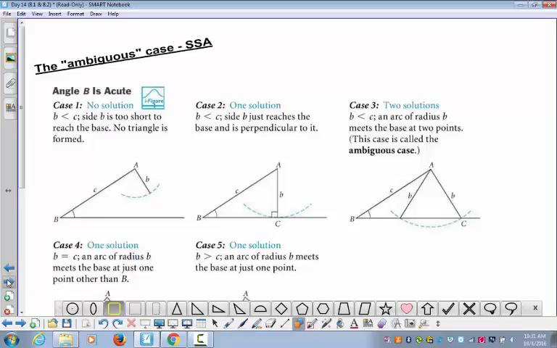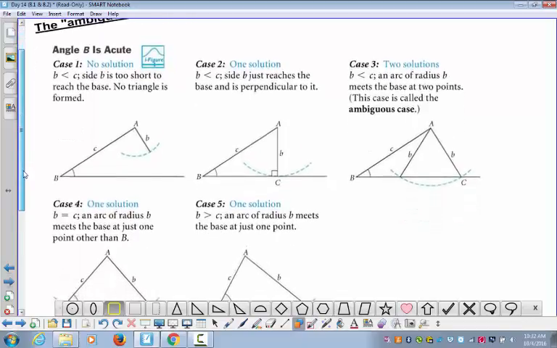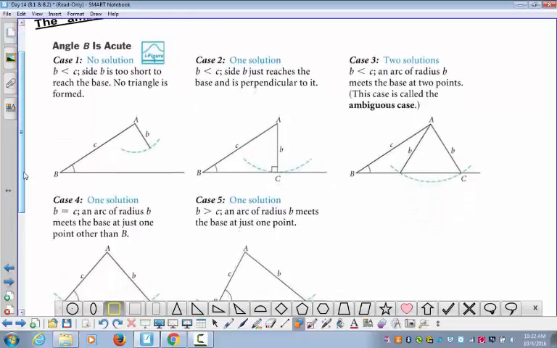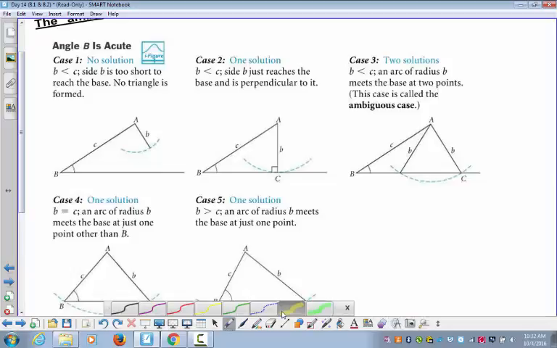And it is the SSA case, if they haven't drawn a picture, there are multiple options. And what we are going to do is this. First off, they call it SSA, but in practice when you're drawing this ambiguous case, it's best to draw it as ASS. And if you do it the same way every time, you'll get to the point where you can figure out whether there is one solution or no solutions or two solutions.